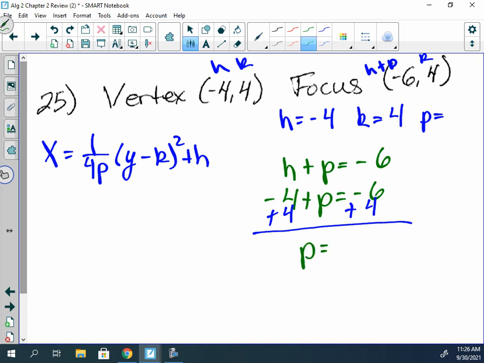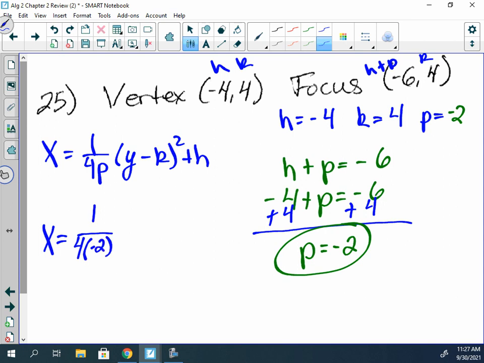So p is equal to... Any questions on how we found h, k, and p? Plug it back in. So we'd have x is equal to 1 over 4 times negative 2 times y minus 4 squared plus negative 4, or minus 4. Because again, we have to be careful on where we plug in h and k.